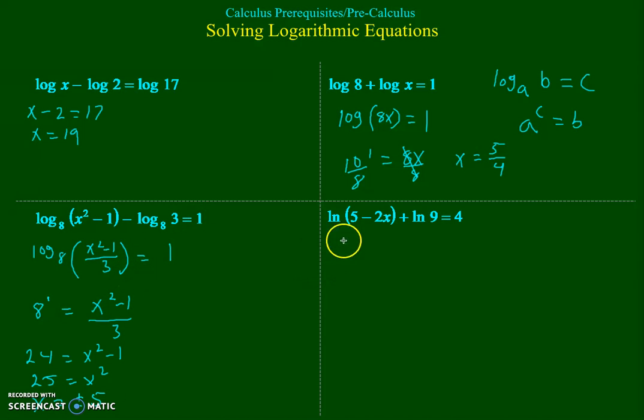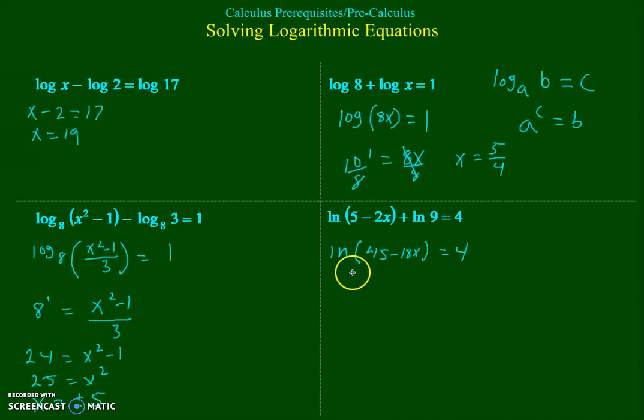Now let's go ahead and work this last problem over here. So we have ln of 5 minus 2x plus ln of 9 equals 4. And this is the sum property. So this is ln of 5 minus 2x times 9, which gives us 45 minus 18x equals 4.